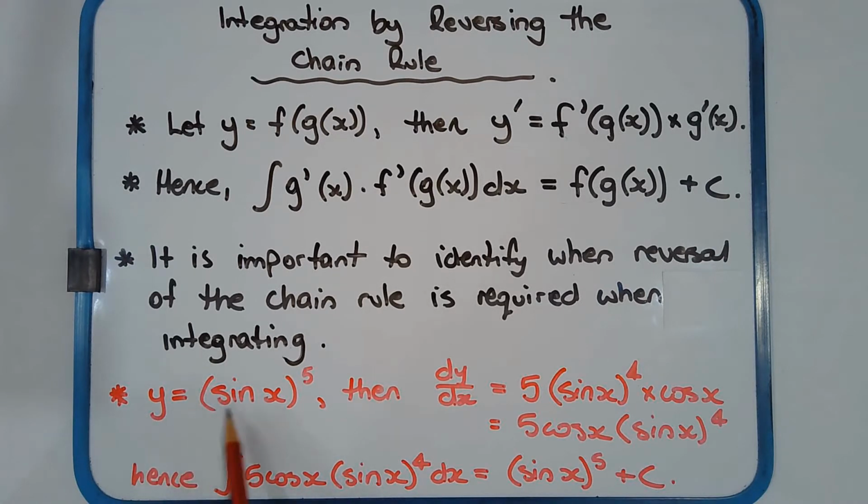If we let y equal sine of x to the power of 5, then dy dx is equal to 5 times sine of x to the power of 4 times cos of x, which is equal to 5 cos of x times sine of x to the power of 4. Reversing this, the integral of 5 cos of x times sine of x to the power of 4 dx is equal to sine of x to the power of 5 plus c.